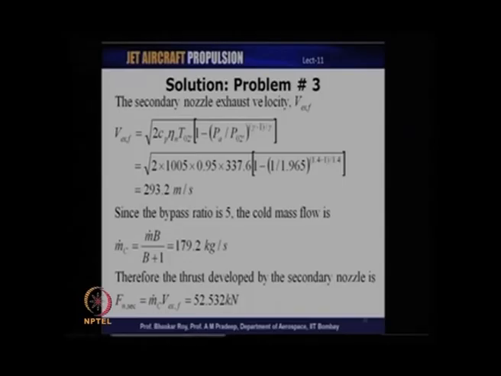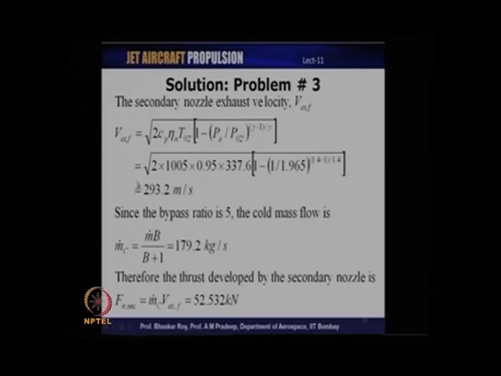So, if the nozzle is not choking, then we have the nozzle exhaust velocity, which will be equal to square root of 2 Cp into nozzle efficiency into the temperature T02 prime into 1 minus Pa by P02 prime raised to gamma minus 1 by gamma. How we have derived this expression, we have discussed in an earlier lecture on cycle analysis. This basically comes from the enthalpy drop across the nozzle, and if we simplify, we get the exhaust velocity. So, this is equal to 2 into the Cp, which is 1005, nozzle efficiency, temperature and the pressure ratio.